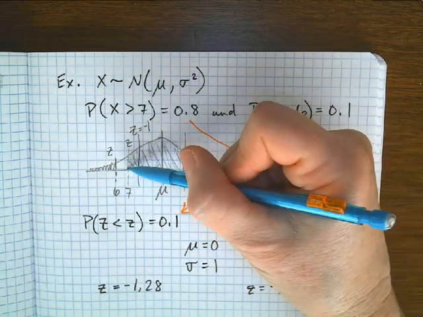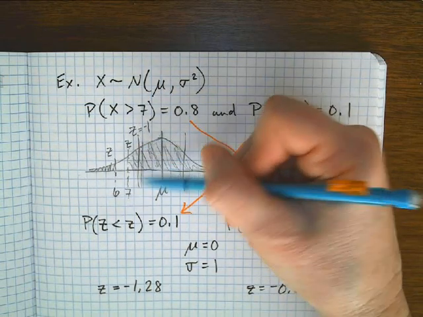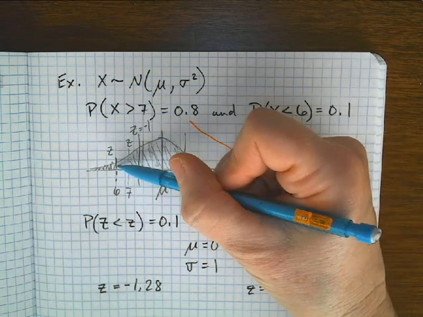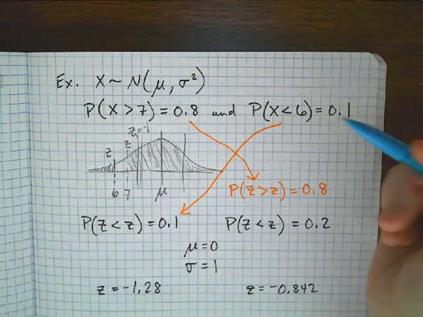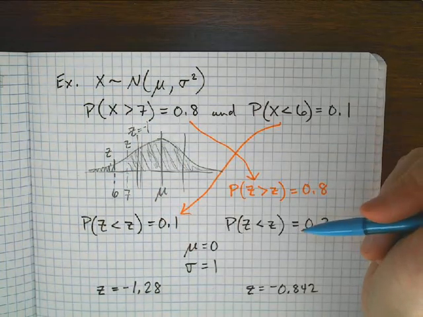The 7 would actually be on this side. And this one, negative 1.28, it's to the left. Okay, so not too bad. So my drawing, maybe I was a little bit off on my drawing, but not too bad.